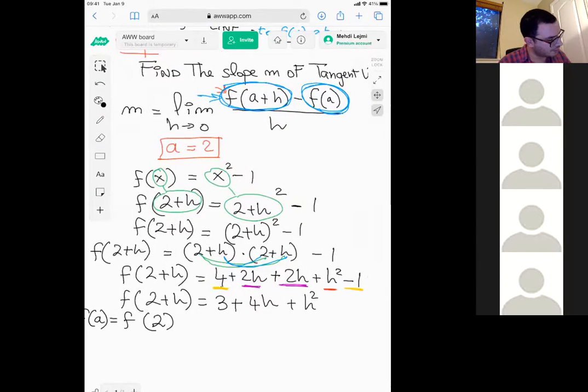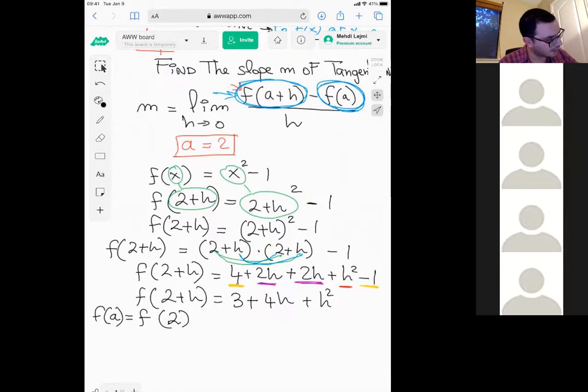So that will be equal to the function f is x squared minus 1. So that's, of course, 2 squared minus 1. So that's 4 minus 1, which is equal to 3, right? So f of a, or f of 2, is equal to 3. Now I have all the ingredients to compute my m.